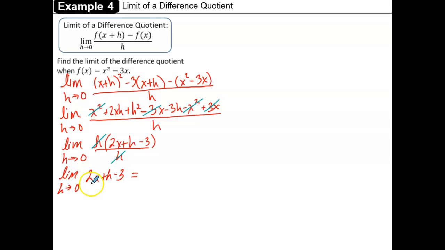And now we can evaluate using direct substitution. We're going to keep the x, so 2x plus, and then we substitute 0 for the h, and then our minus 3, and that simplifies to 2x minus 3. And that would be the limit of the difference quotient for the function f of x equals x squared minus 3x.